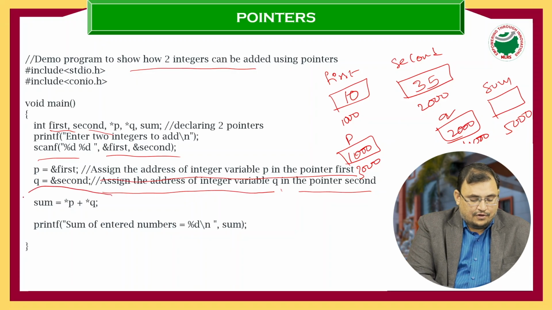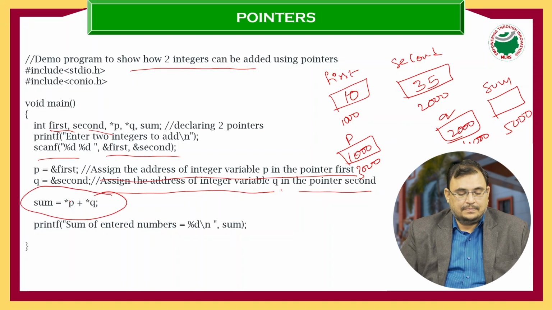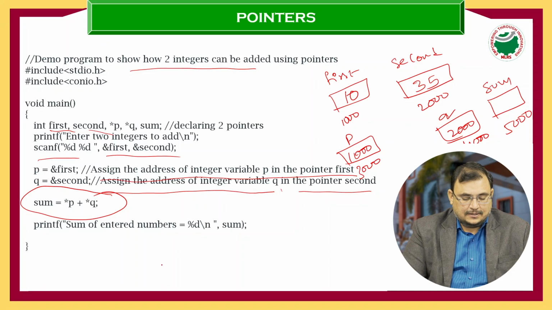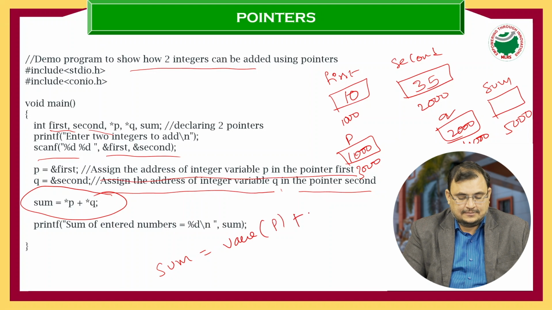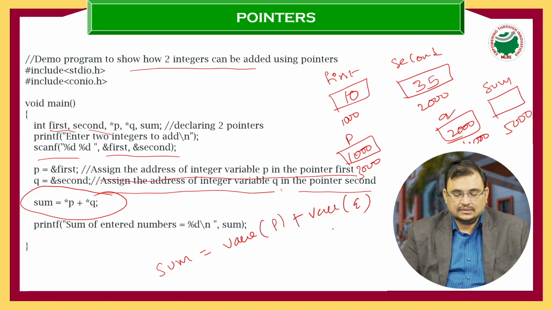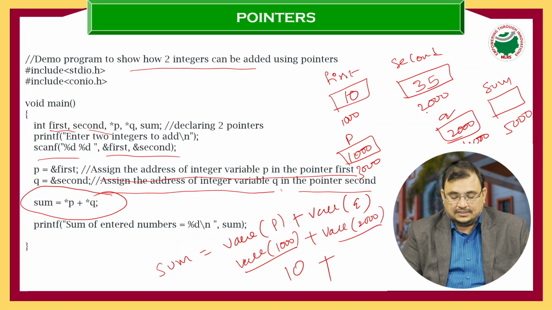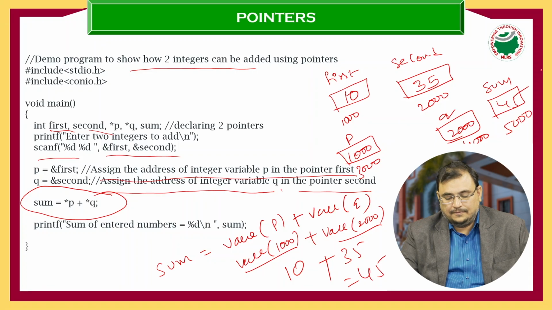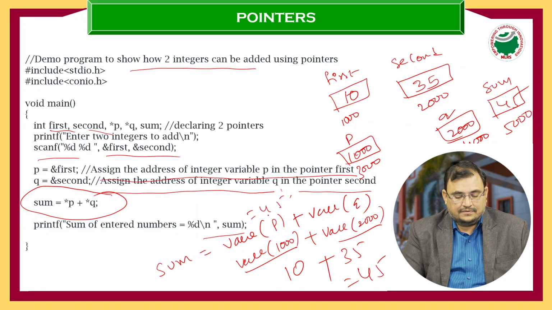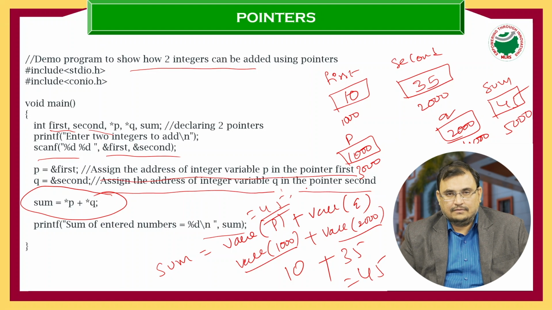Now I am performing the sum operation: sum is equal to star p plus star q. Star p is nothing but the value at address p, plus the value at address q. The value at address 1000 is 10, and the value at address 2000 is 35. So the sum is 45, which is stored in the sum variable. Printing sum will print 45 as the result. This is how the pointer works.